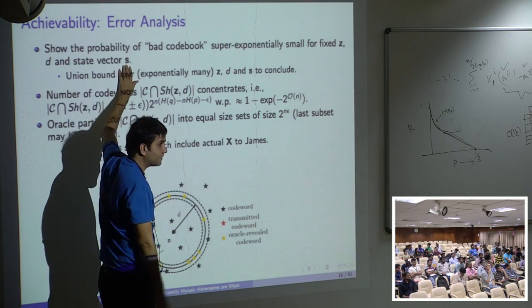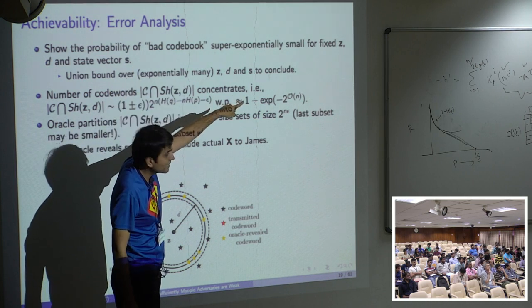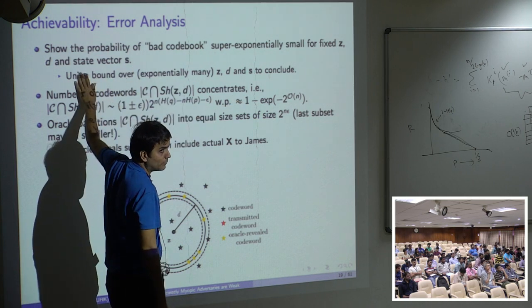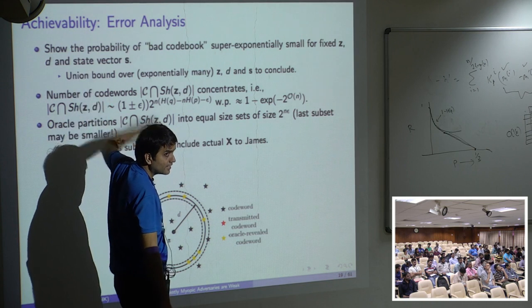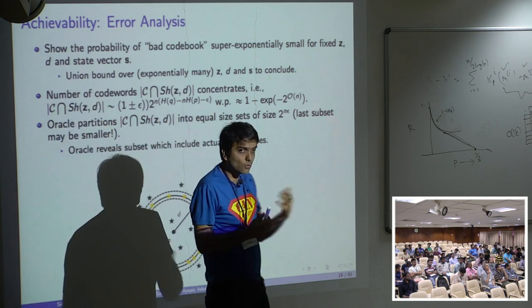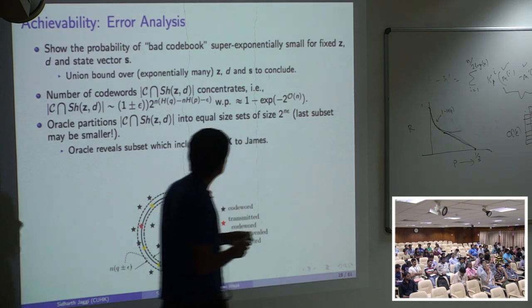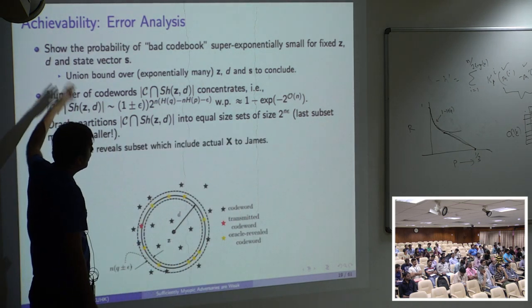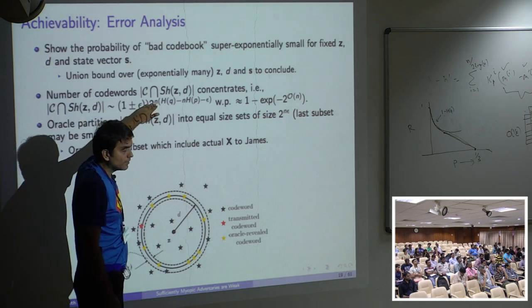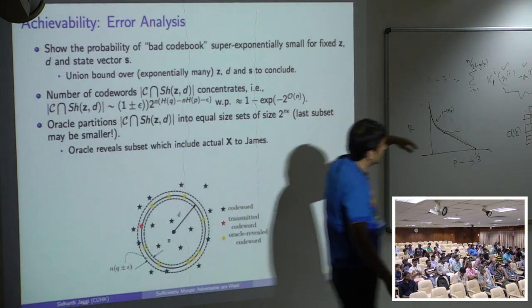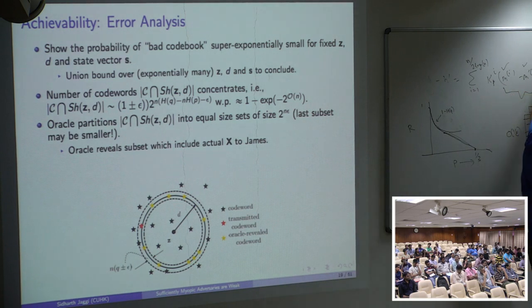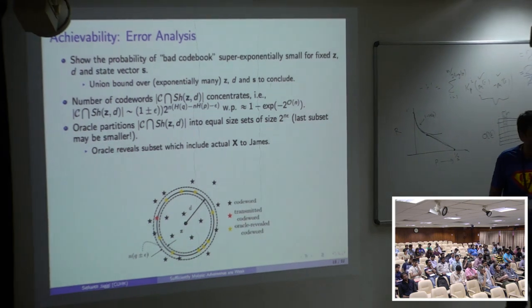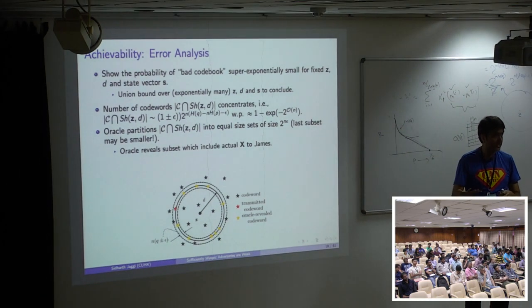There are at most exponentially many s's he can enforce, at most exponentially many z's, and at most a linear number of distances, right? So you can take a union bound over these. So what are these bad events that we have to worry about? The first one is how many code words fall within this shell. In expectation you expect something like this, but of course there could be some variation around it. But since the expected value is exponentially large, the probability of deviation by more than 1 plus minus epsilon is super exponentially small, right?